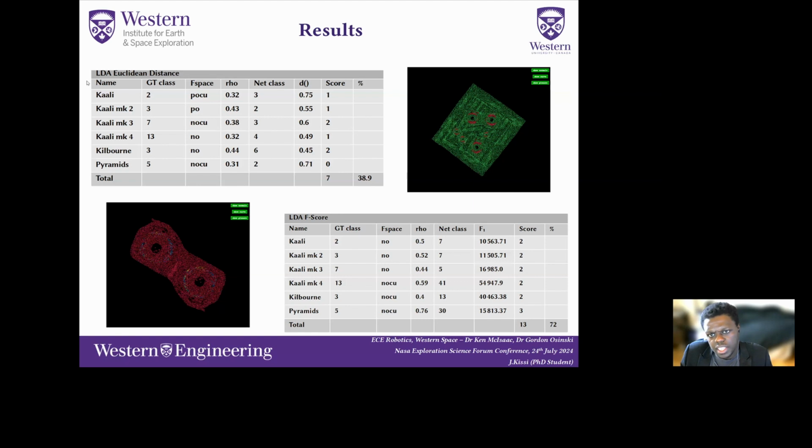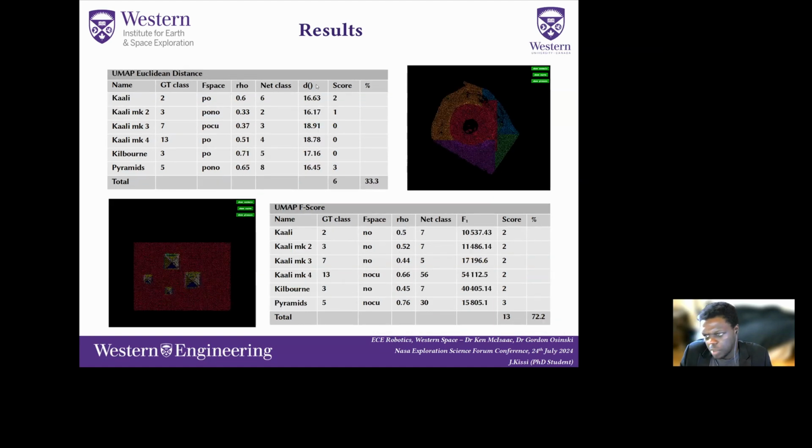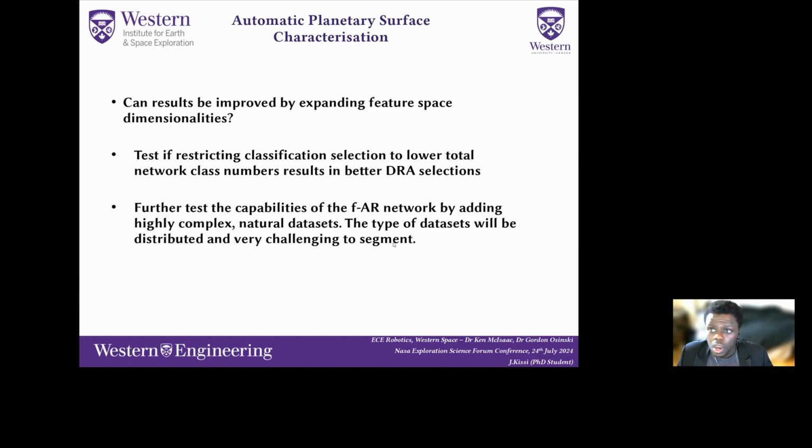But between the two generation techniques, the LDA and UMAP, it's inconclusive, because the scores for UMAP and LDA are the same. The scores are higher in both cases for the F-score, but between the two they are the same. So we wanted to improve these results to give a definitive optimal configuration. Can we find this?